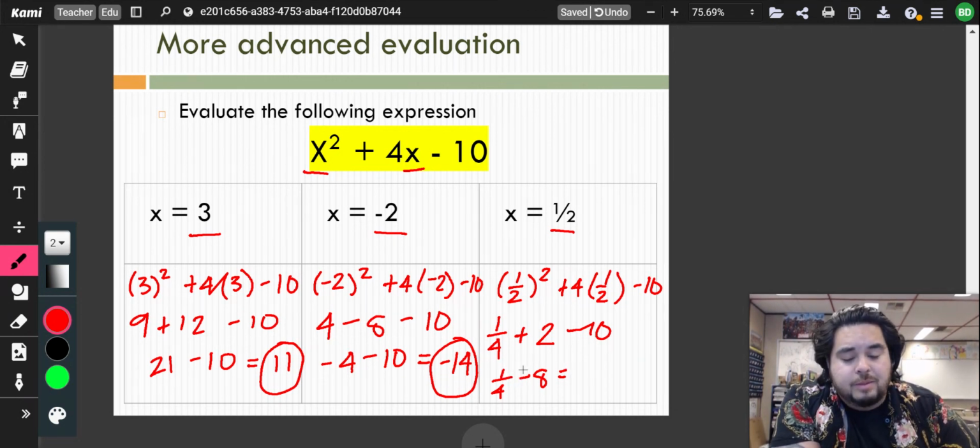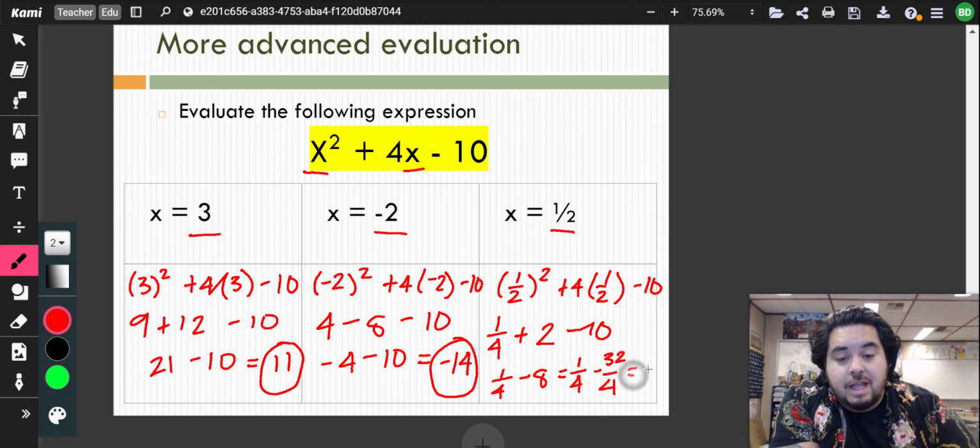So, improper fraction. So I'm going to have 1/4 minus 32 over 4, just converting that 8 into fourths. And my final answer is negative 31 over 4. Really easy. Okay. And again, I like improper fractions more than I like mixed numbers. So that's why I think this is a more clear answer than it would be if we had a mixed number.